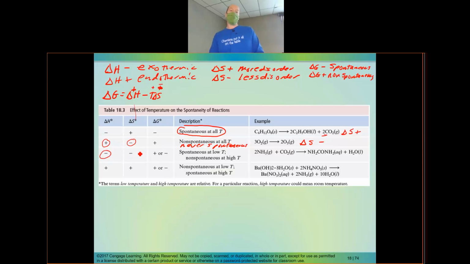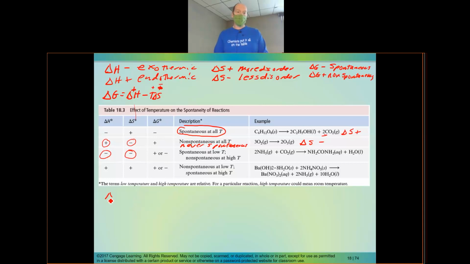All right, now if they are the same sign, so if we have an exothermic reaction, negative delta G, and a reaction that is going to less disorder, negative delta S, now we can be spontaneous or we can be non-spontaneous. All right, and so I always stick with when are we spontaneous? So when it's negative and negative.